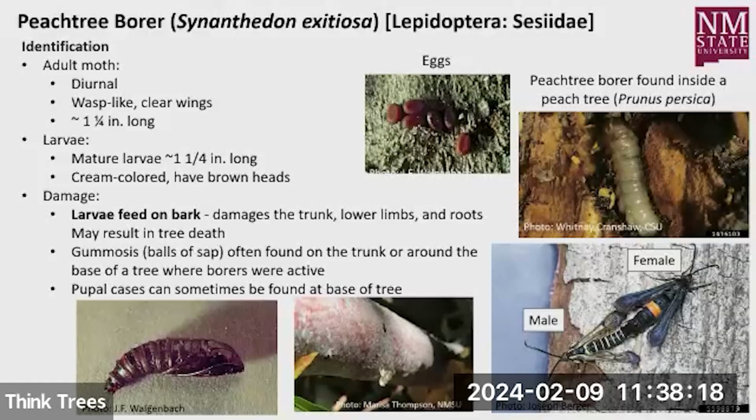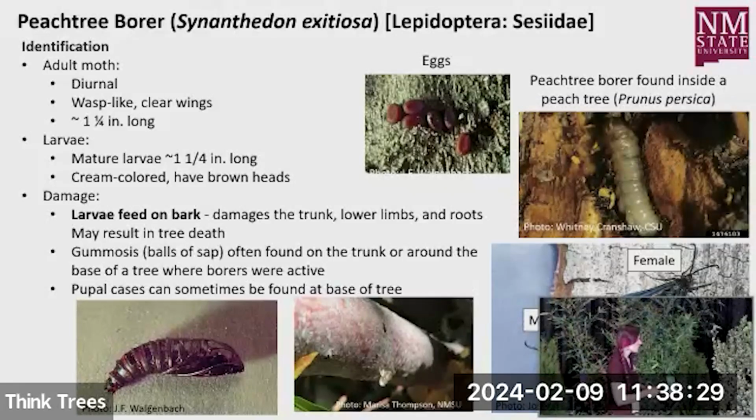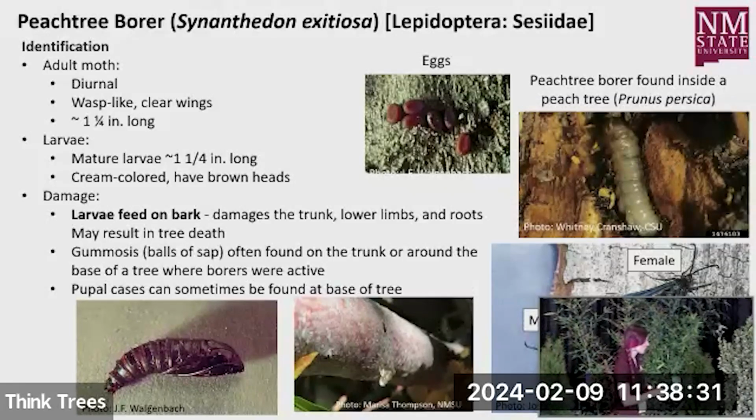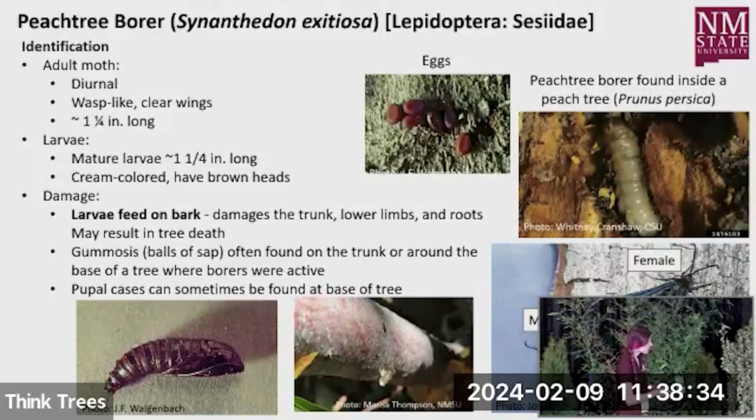And sometimes you see gummosis, these balls of sap found at the trunk, at the base of the tree where they're active. So that's pretty indicative of them. And then sometimes you can see the pupal cases as well at the root, at the base of the tree. So you can physically remove those if you see them.